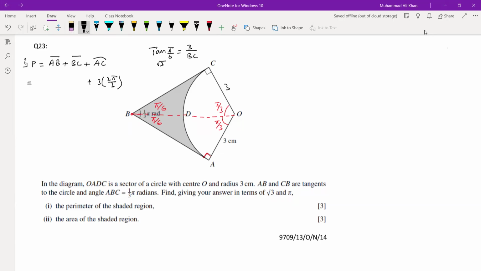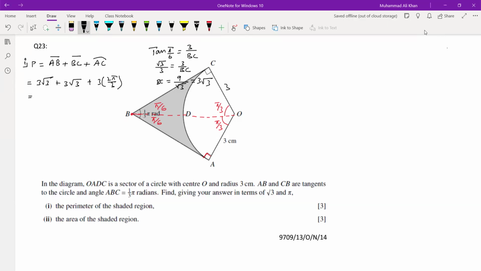It is under root 3 upon 3 equals to 3 upon BC. So the BC length is 9 over under root 3, which is equals to 3 under root 3. Now, the BC length is 3 under root 3. And same for AB, 3 under root 3.